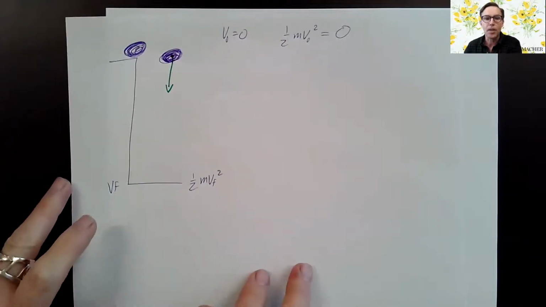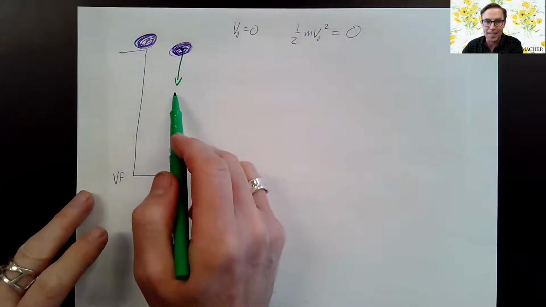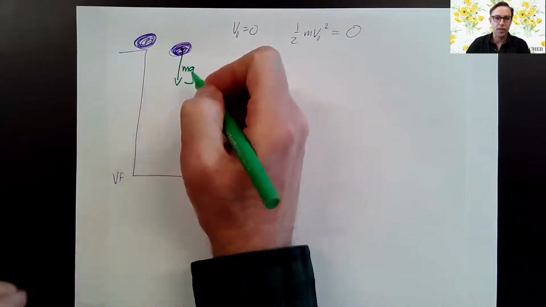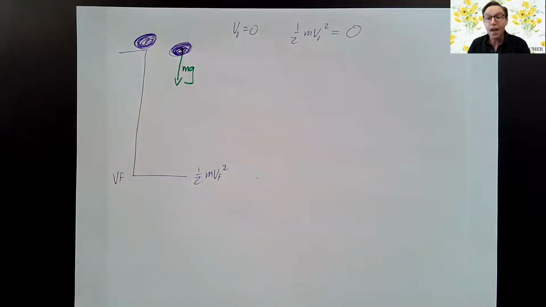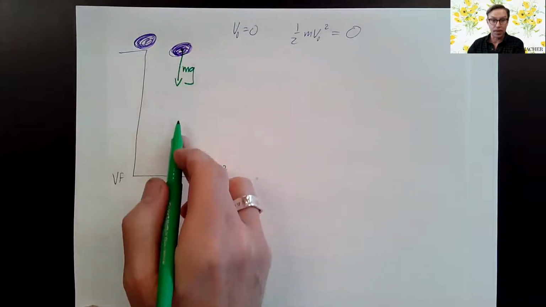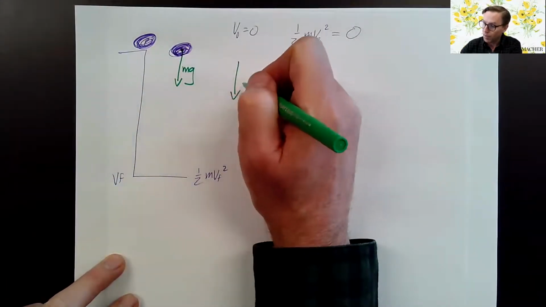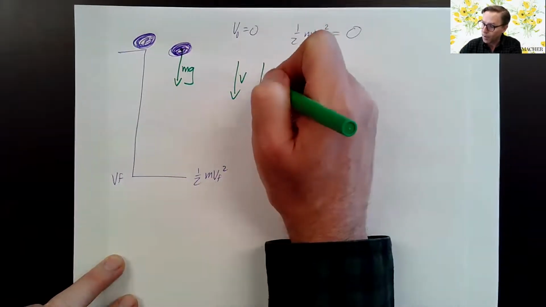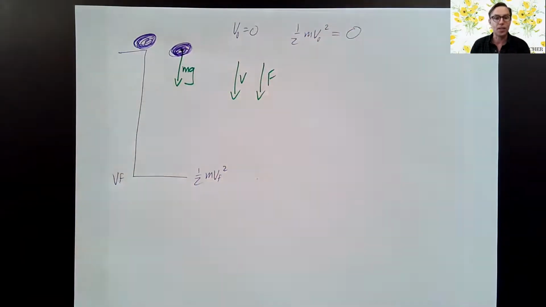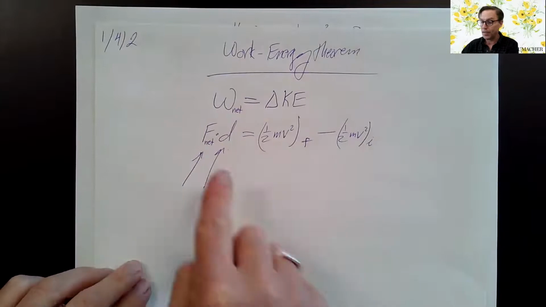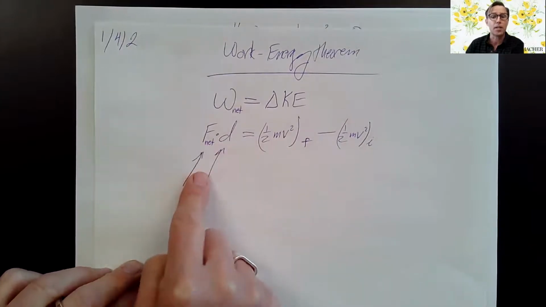Okay, so Earth pushes ball down. How hard? mg. While Earth pushes the ball down, what direction is the ball moving? In this particular example, down. So the velocity's direction is down, and the force's direction is down. And therefore, the force and the distance are in the same direction, and therefore their product is positive.